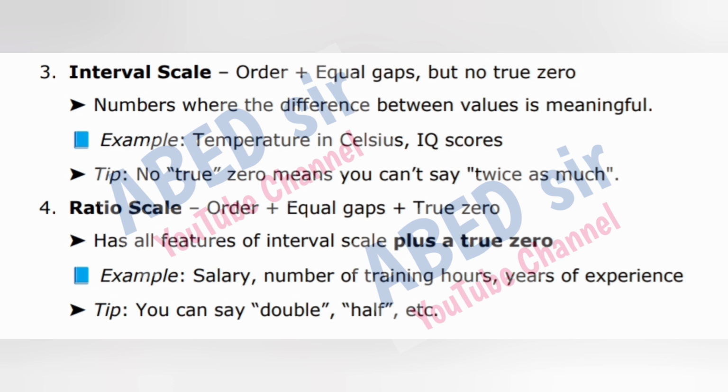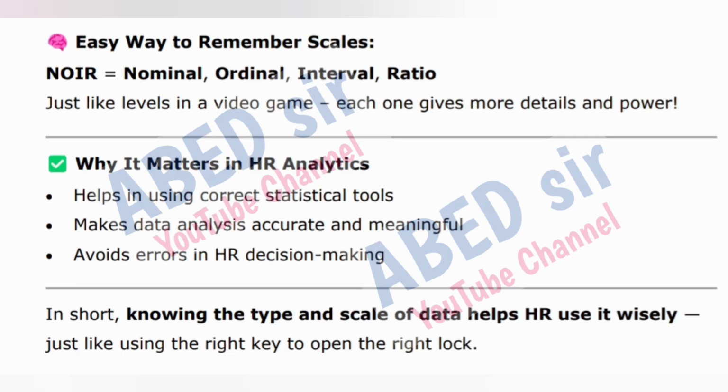4. Ratio scale, order plus equal gaps plus true zero. Has all features of interval scale plus a true zero. Example, salary, number of training hours, years of experience. Tip, you can say double, half, etc. Easy way to remember scales. NOIR is equal to nominal, ordinal, interval, ratio. Just like levels in a video game, each one gives more details and power.